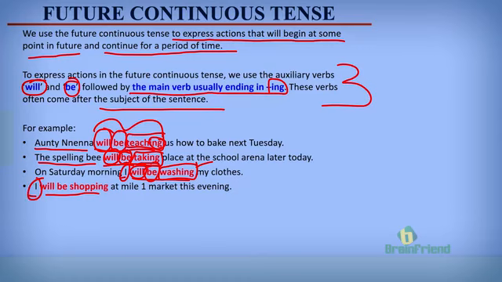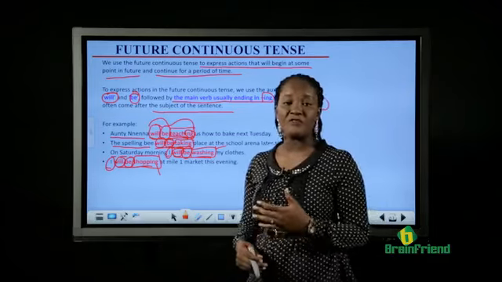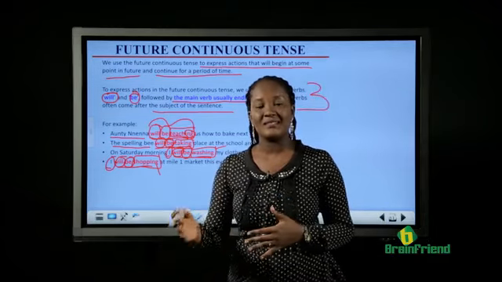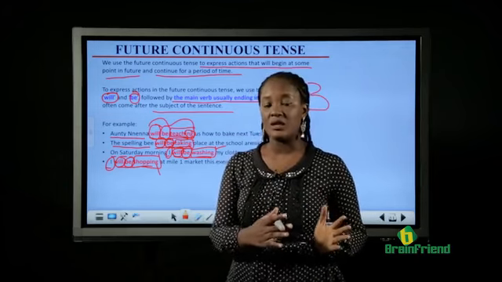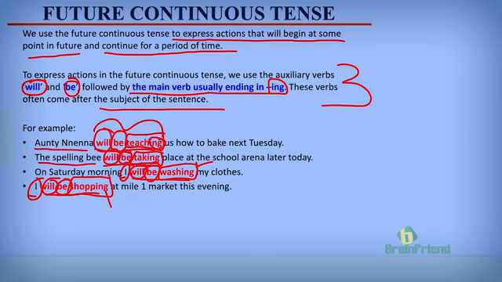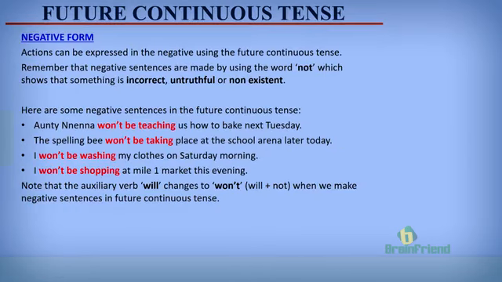I is the subject, then we have the auxiliary verbs will and be, and the ing form of the verb, which is shopping. So this is how we form the future continuous tense, with the auxiliary verbs will and be, and of course the ing form of the main verb. And note that the subject of that sentence usually comes before the verbs. Now, just like the simple future tense and the future perfect tense, the future continuous tense is used to make negative sentences.